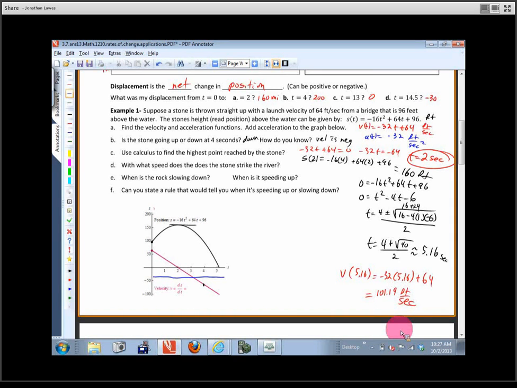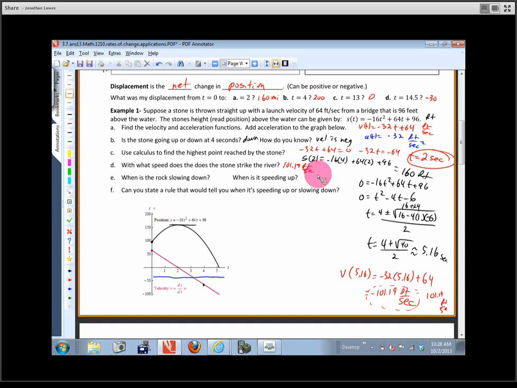Okay, now that's the speed. If you plug this in and got the actual velocity, correct me if I'm wrong, but that would be negative. So if we said the velocity, it would be negative. If we said the speed, we just take the absolute value of velocity and we get 101. Okay, any questions there? Okay, so this is the velocity. Take the absolute value, and this would be the speed, 101.19 feet per second. Okay, so we got that right there, 101.19.